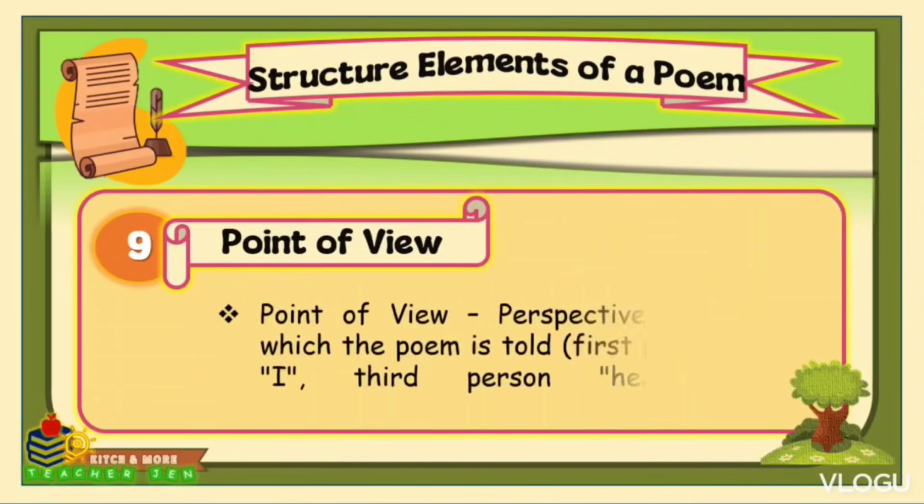Then we have point of view. It's the perspective from which the poem is told. Point of view is like choosing your camera angle. Are we inside the speaker's head by the use of "I"? Are we watching from outside, like using "he" or "she"? The chosen view shapes how close or distant readers feel from the poem's heart.